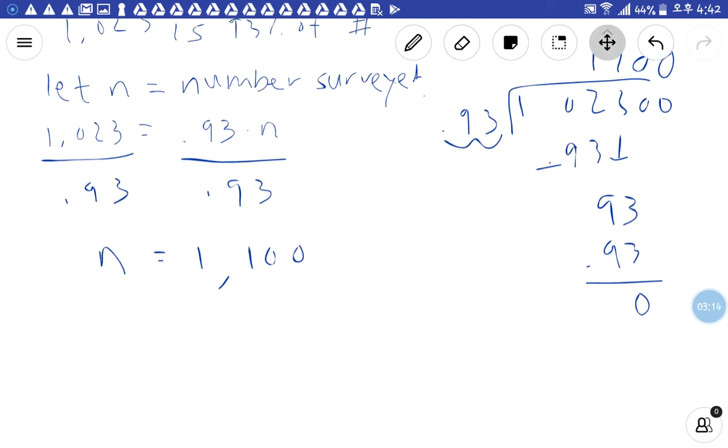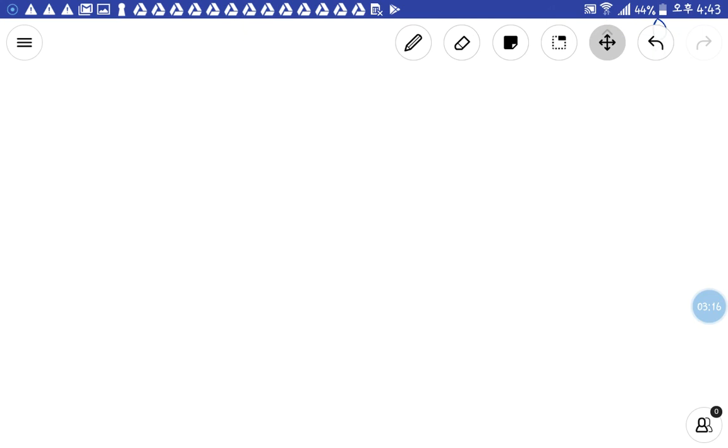Okay, let's move on. Quick Check 4. In a survey, 952 people, or 68%, preferred smooth peanut butter to chunky. How many people were surveyed? It's exactly the same type of question that we just worked on together. So how can we set it up?